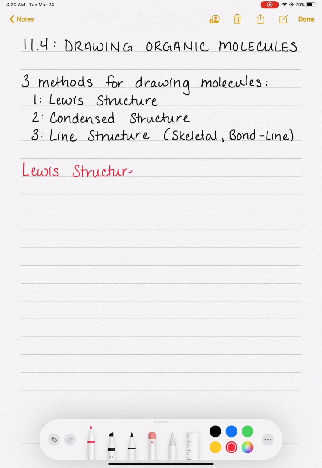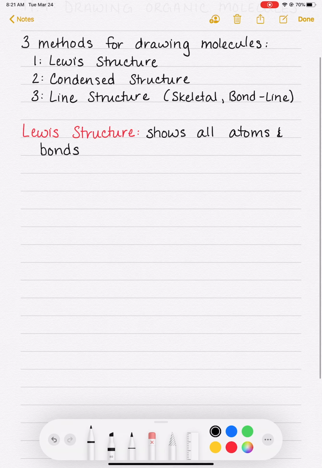In 121, you learned how to take a molecular formula and from the molecular formula draw the Lewis structure. The Lewis structure, as you know, is a representation of the molecule that shows all the atoms in the molecule, and it shows all of the bonds that hold the atoms together. Now, we're not going to review how to come up with a Lewis structure like you learned in 121 because we won't be using that skill in this class.